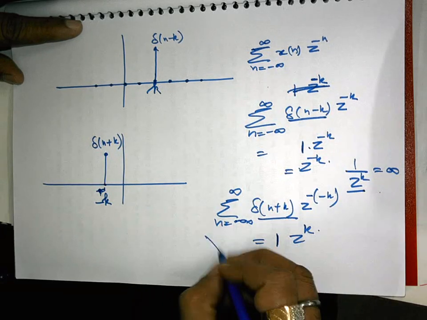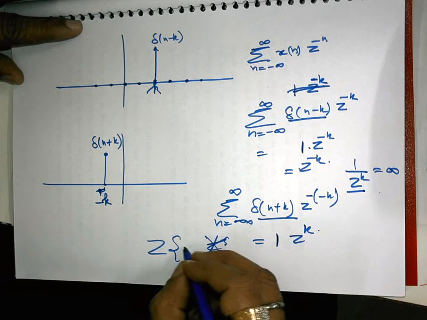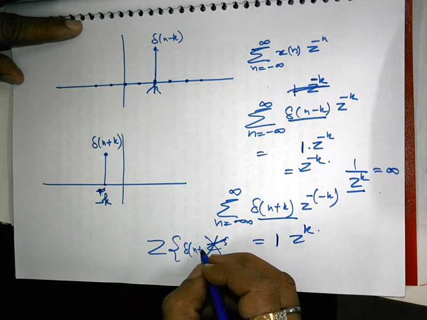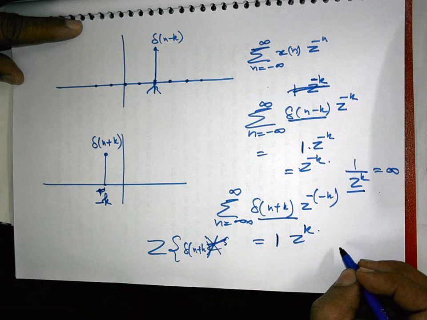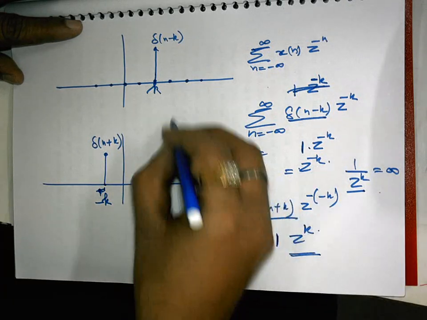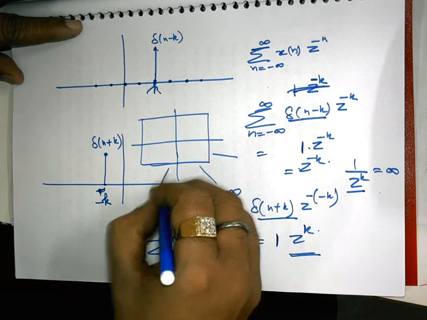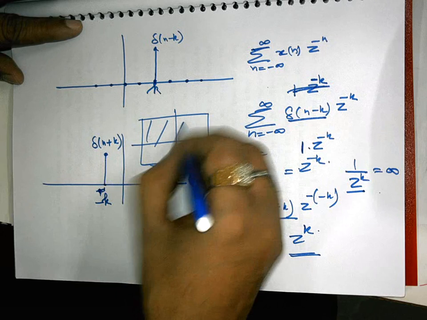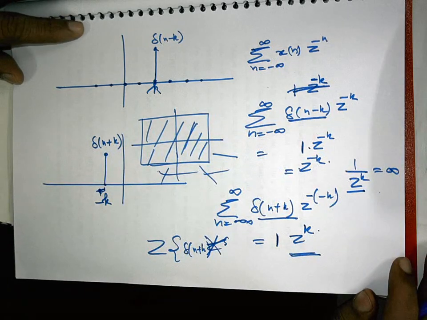So the z transform of delta n plus k equals z to the power k. And what is the region of convergence? The region of convergence is the entire z plane except z equals infinity. So the entire z plane except this extreme, z equals infinity. So the region of convergence is interior to this boundary where z equals infinity.